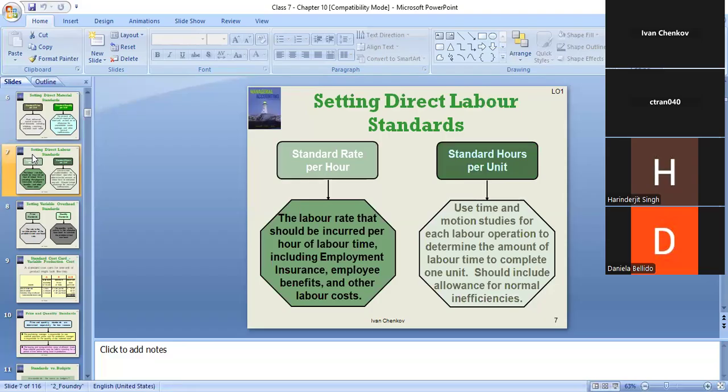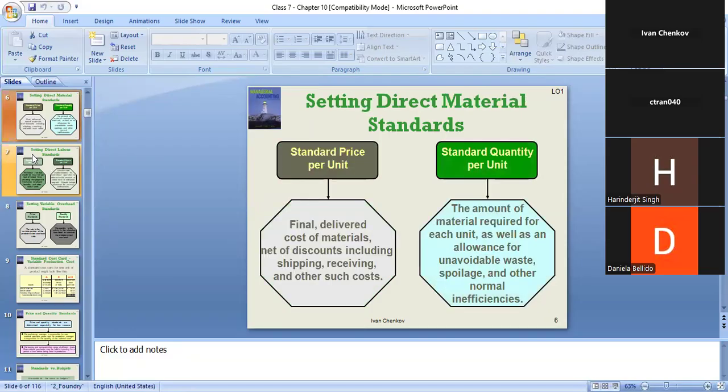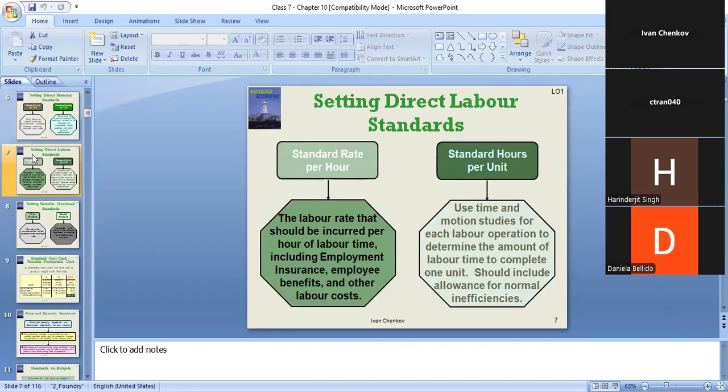So next, let's go with the standard rate. This is for the material. Now, what we have to keep in mind is that the product has three costs. Which are the three costs? Direct material, direct labor, and manufacturing overhead. So for that reason, we have to have standards for the material, which is the price versus quantity. Now we have to set up the standard for direct labor, which will be a standard for the hours and a rate for the hours.